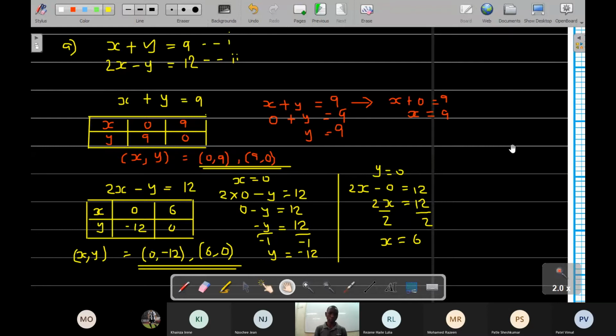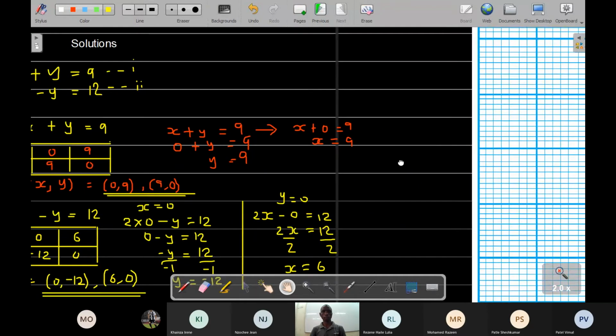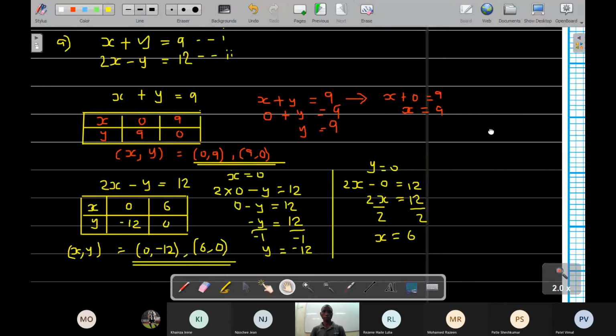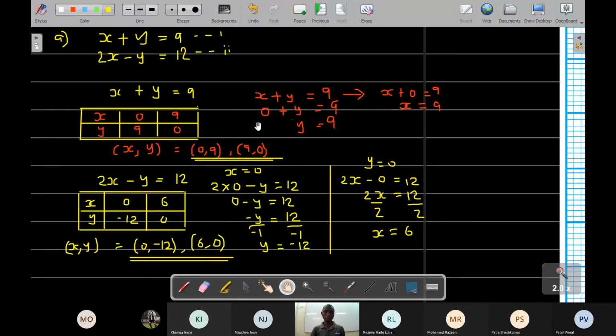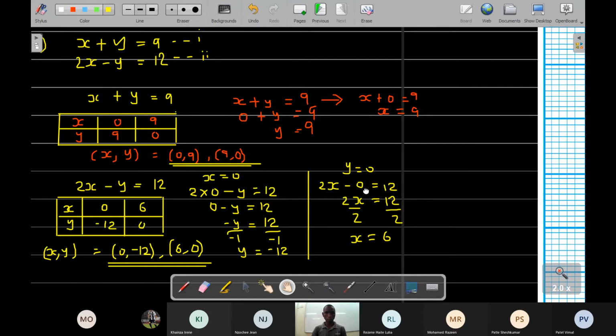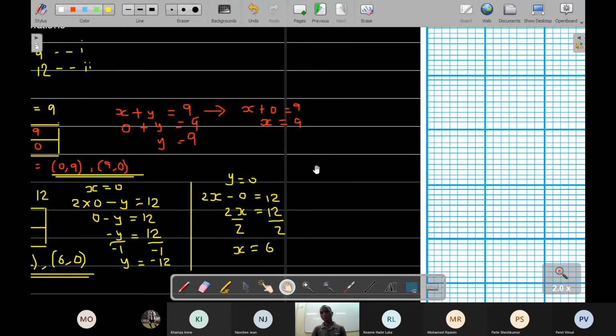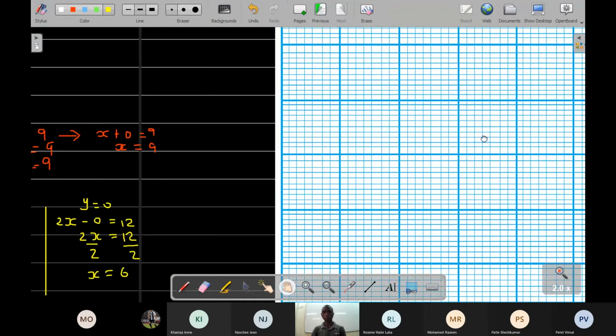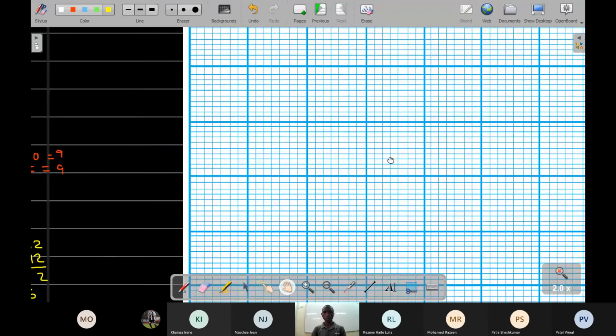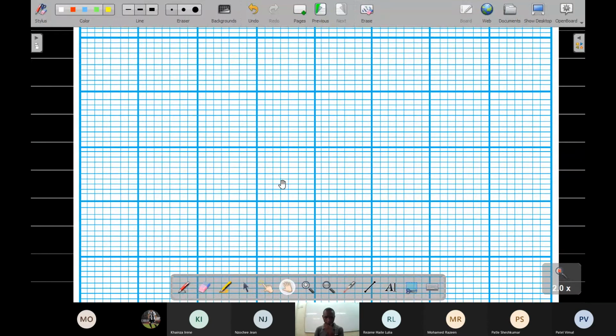Okay, I hope you were writing. So I want us to plot. I can see x values 0, 9, 0. Okay, there's negative 12 as y. So I'll come to the graph paper here.